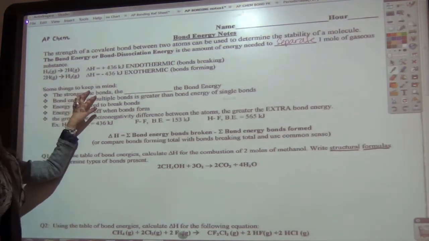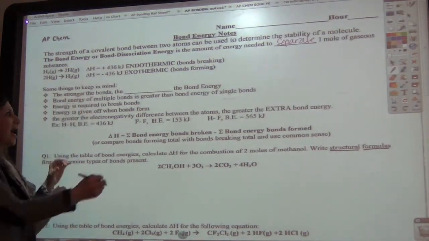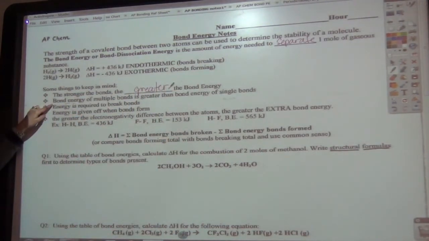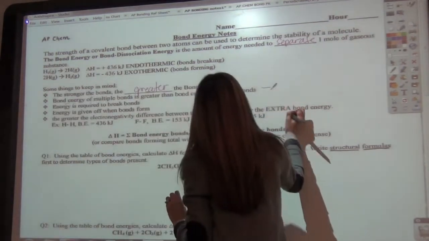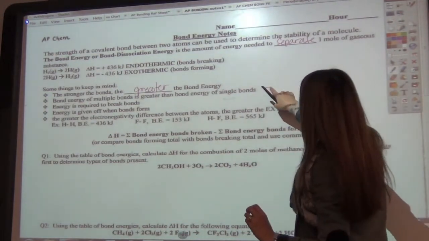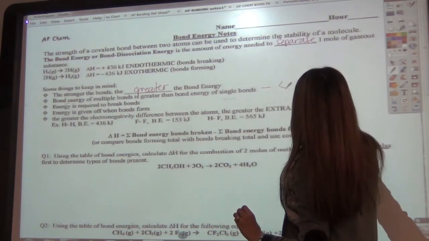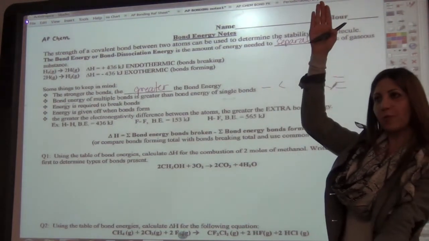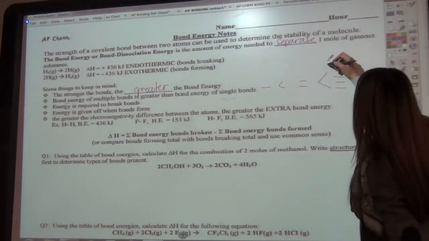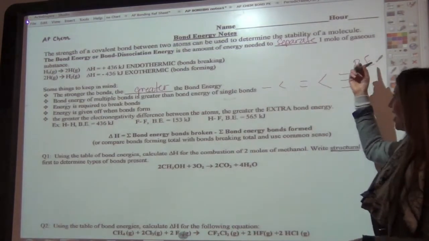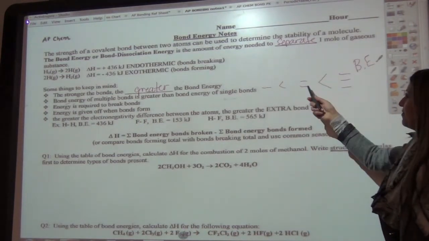The stronger the bonds, what do you think about their bond energy? Higher. The greater the bond strength, the larger the bond energy. Bond energy of multiple bonds is greater than bond energy of single bonds. In other words, a single bond versus a double bond versus a triple bond. These actually have the smallest bond energy. These have the biggest bond energy. The triple bonds, remember that the mouth of the alligator opens up to the bigger one. So the triple bond actually has the greatest bond energy out of these three.